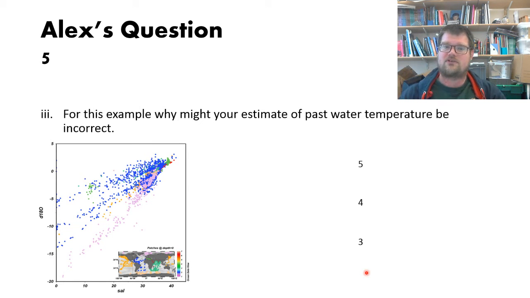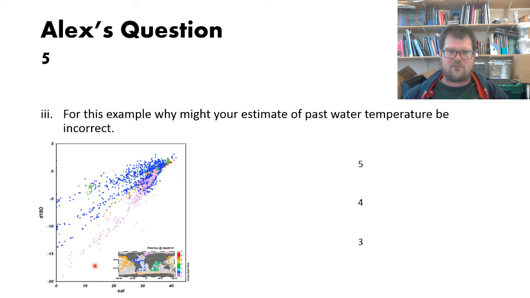Why might the estimate of past water temperature be incorrect? Now, most people got some part of this correct, in that we made the assumption that the water oxygen isotope composition is the same. Some people got a little muddled up in saying that it's not the same as the global average, but that's not what the question is asking. We're reconstructing the paleo temperature at the site where that foram grew. We're not trying to reconstruct the global temperature from this one foram.